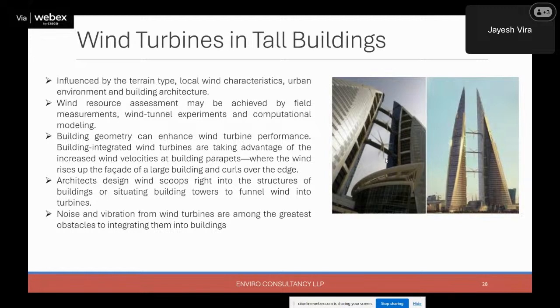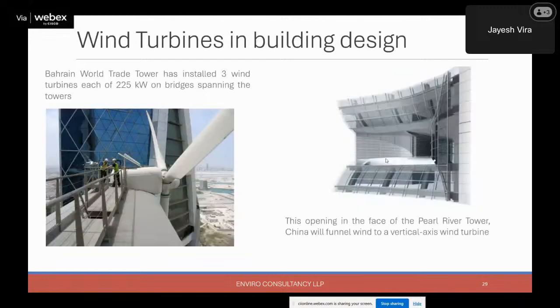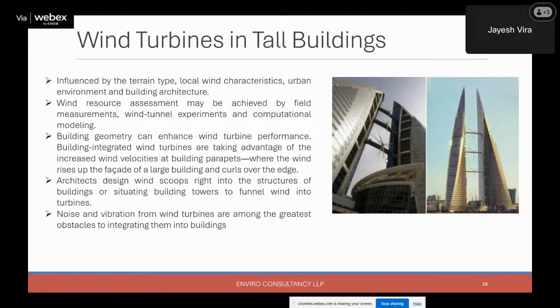By doing this analysis and incorporating wind turbines into the building design, you can take advantage of renewable generation. Even at the parapets, a lot of small wind turbines are installed at many places, because the wind speed at those heights is much higher, and they would easily generate energy. The major issue with respect to this is the noise and the vibration. So those studies are very important and critical for incorporating into the building design.